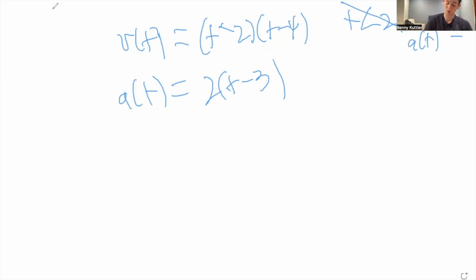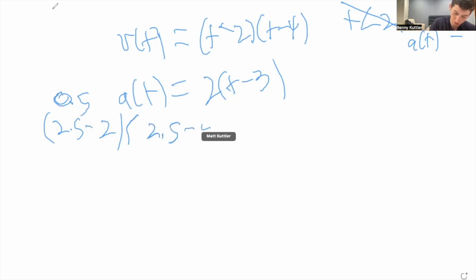So now let's check in between 2 and 3, because that's where the velocity and the acceleration are not going to change sign within that interval. So we're just looking to see if it works there. If we plug in, let's say 2.5, we have 2.5 minus 2, which is 0.5, times 2.5 minus 4, which is negative 1.5. Then we have a negative number. We don't care what that negative number is, we just care that it's negative.